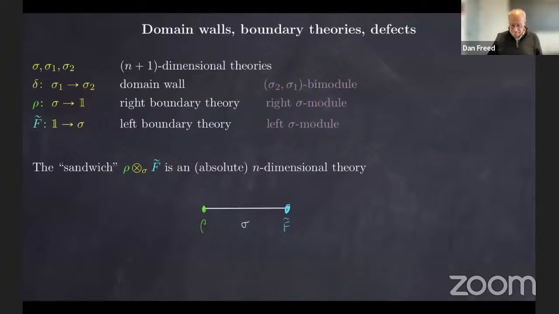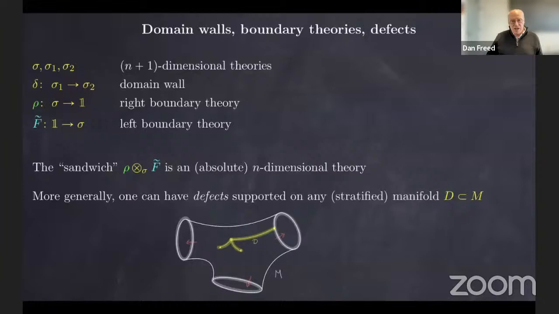And we can have defects. These domain walls and boundaries are examples of defects. We could have defects of higher codimension. Those were codimension one defects. And the defects could be supported on submanifolds or, you know, stratified manifolds that are sitting inside your manifold M. And we'll see some simple examples of those kinds of defects.